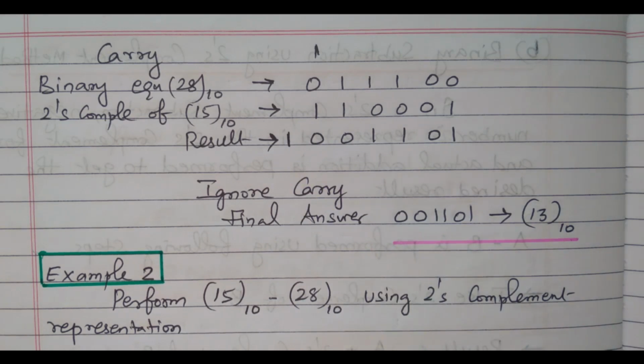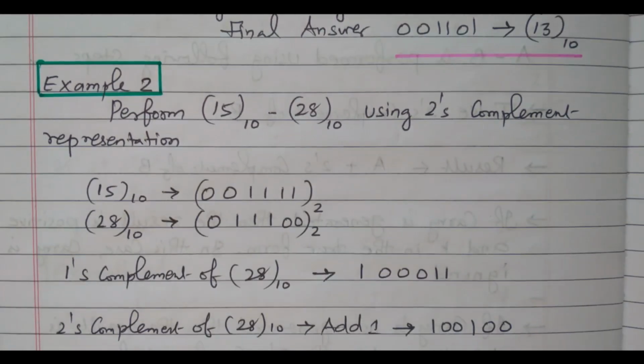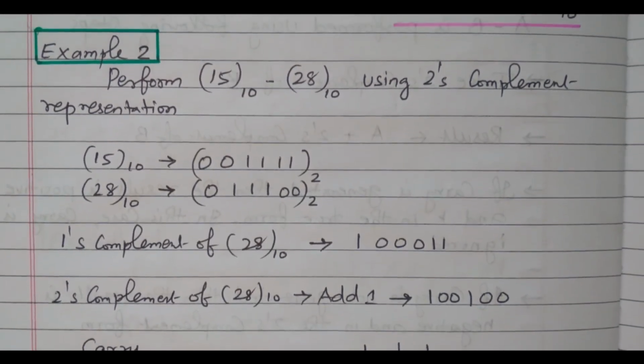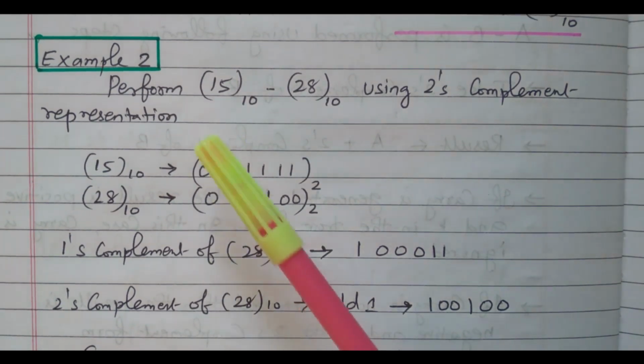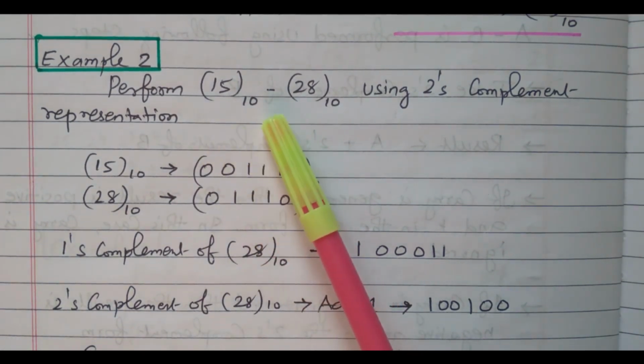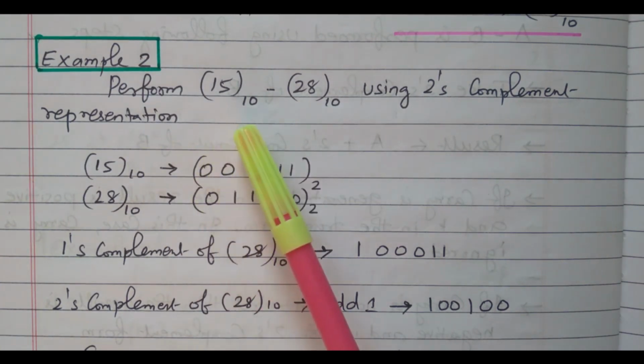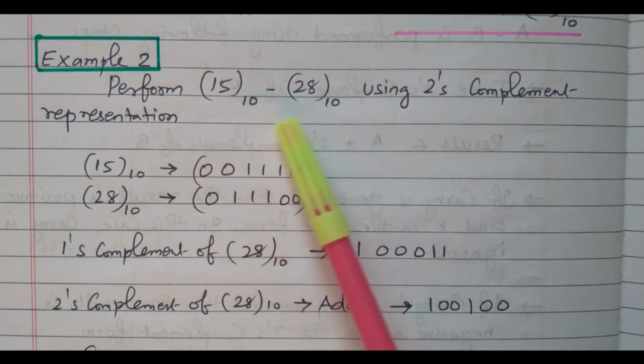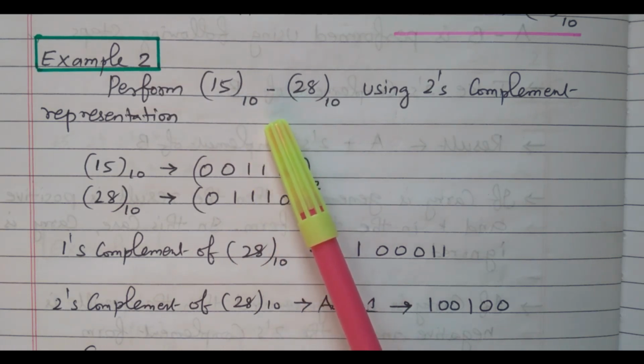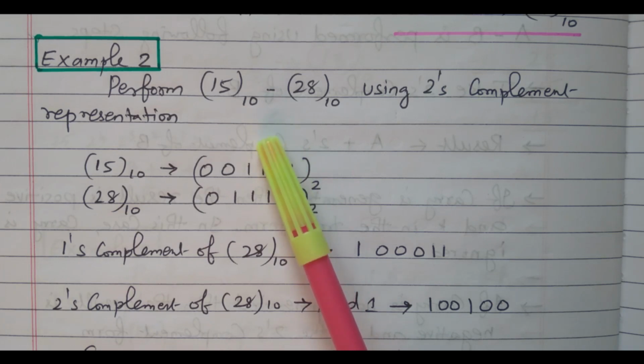Now the same problem will go with the numbers exchanged. Now perform 15 minus 28 using 2's complement, right. So the first number is now 15, the second number is 28. From this we can easily understand the answer will be minus 13. Previously we got a positive value, now we need to get a negative value, minus 13. We will see that we get this value during this process.